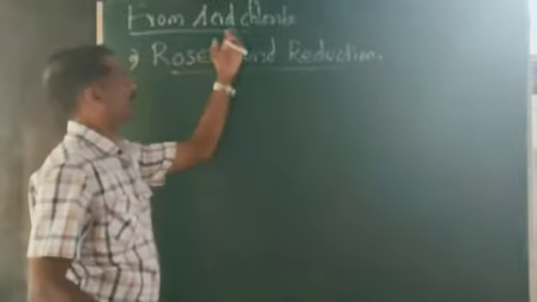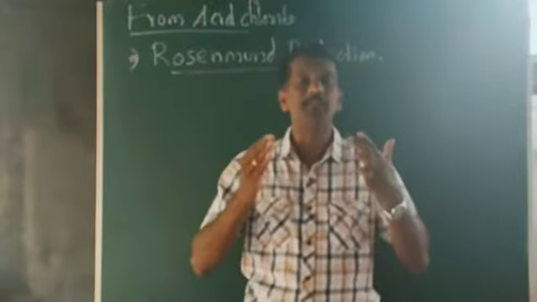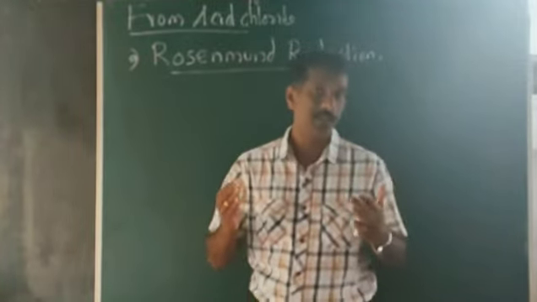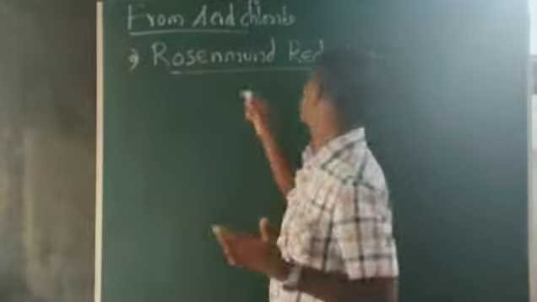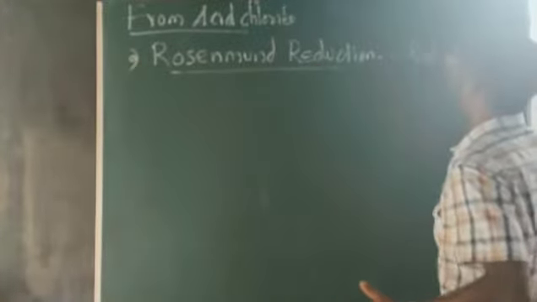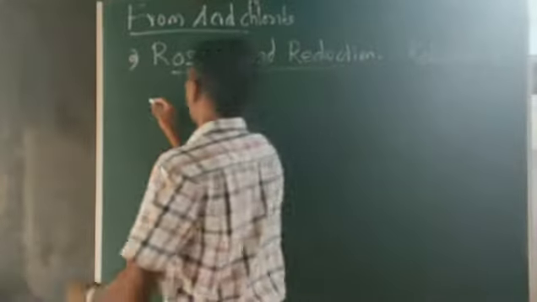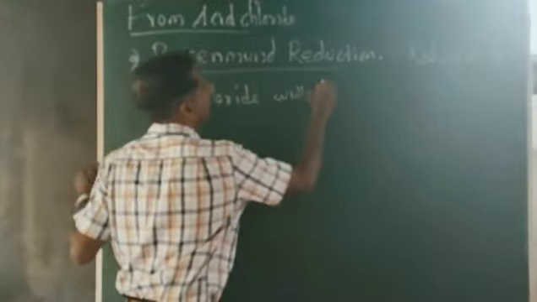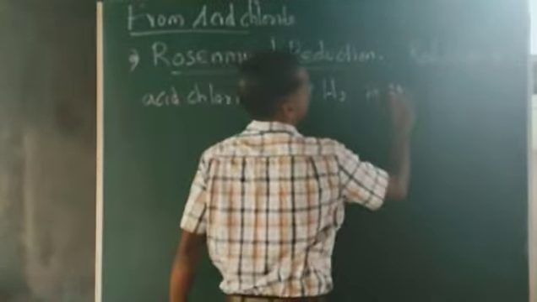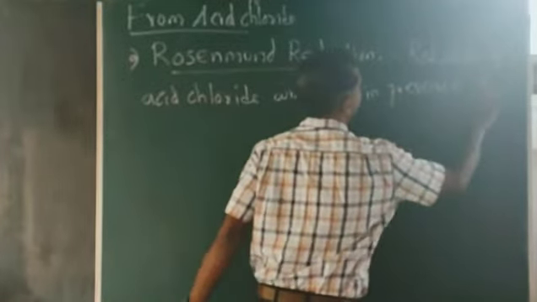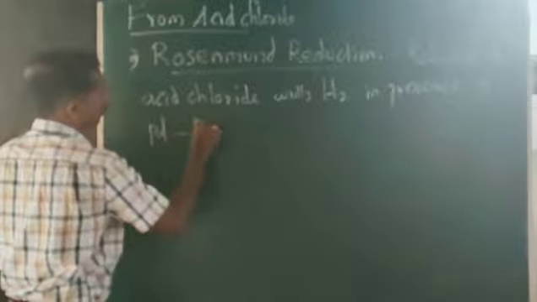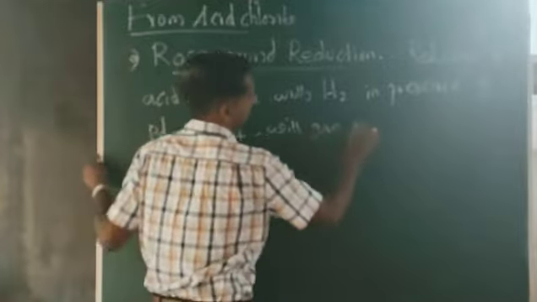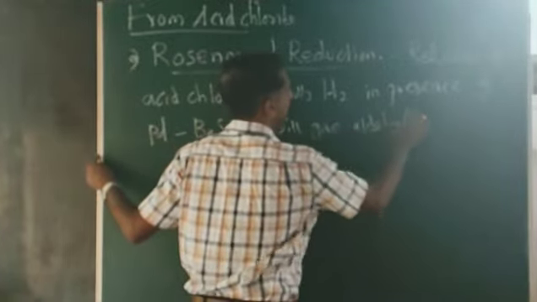This is the reduction of acid chloride with hydrogen in presence of palladium supported with barium sulfate. We get aldehyde. So what is Rosenmund reduction? It is the reduction of acid chloride with hydrogen in presence of palladium supported with barium sulfate, which will give aldehyde. This is a method of preparation of aldehyde.